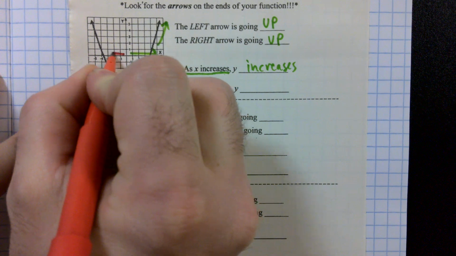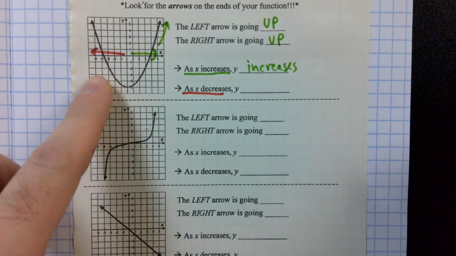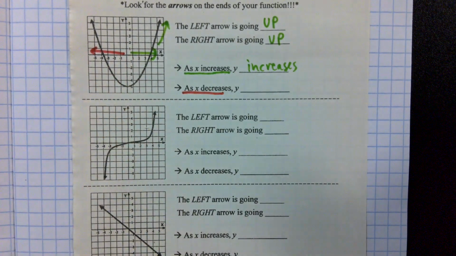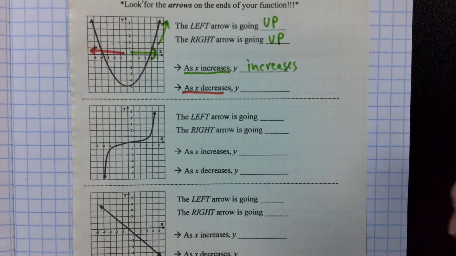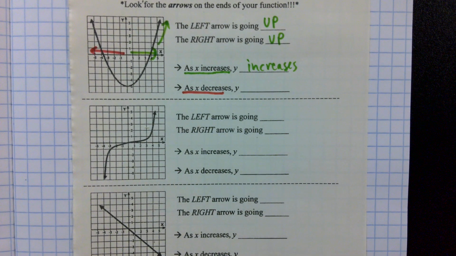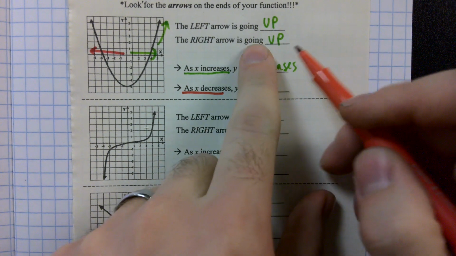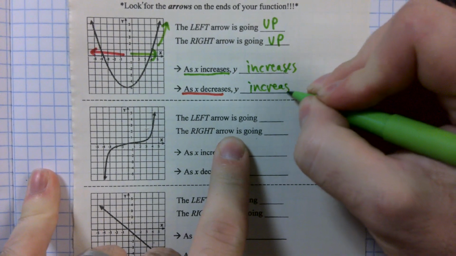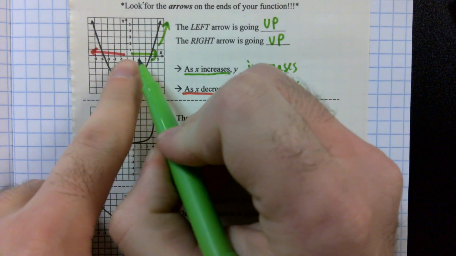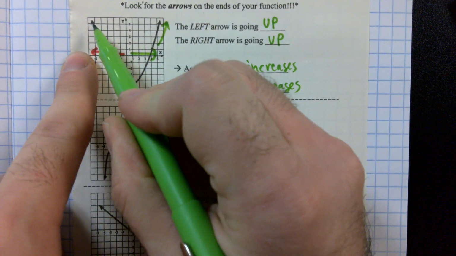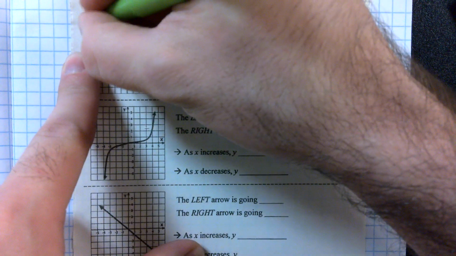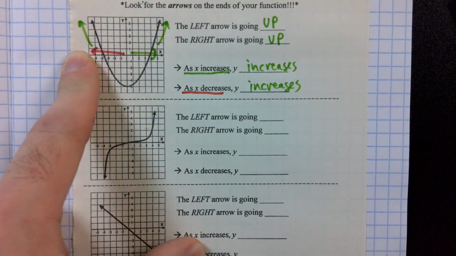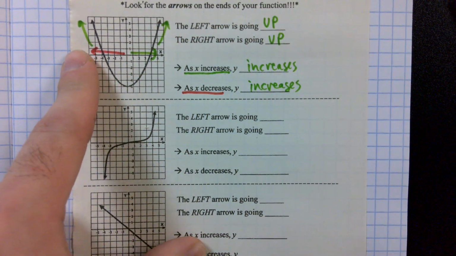Well, as we're going to the left on my x values, -1, -2, -3, as we're decreasing, what's happening to my y values here? Decreasing. Are they going down? No. So what does going up mean? Increasing. Take a look. As we're going left and left and left on this graph, my left arrow is still going up. Okay?